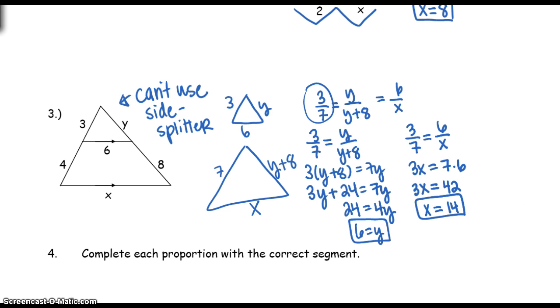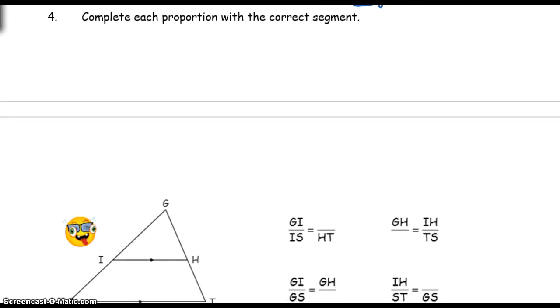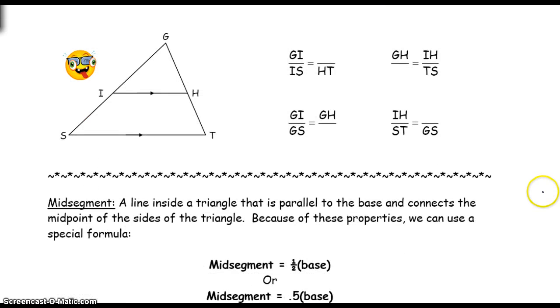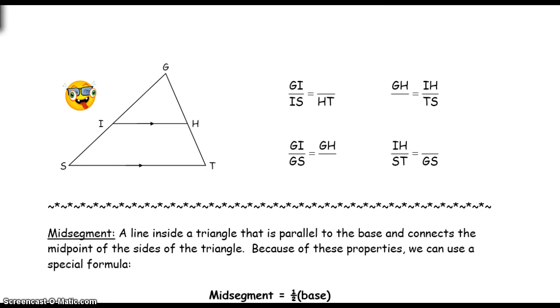All right, so let's go ahead and move down to the back side here. Complete each proportion with the correct segment. Okay, so let's see if we can work out this first one. We have GI over IS equals what over HT? So look at this picture. We're going to match up what goes with GI. And if you think it's GH, you are correct. So our answer here is GH.